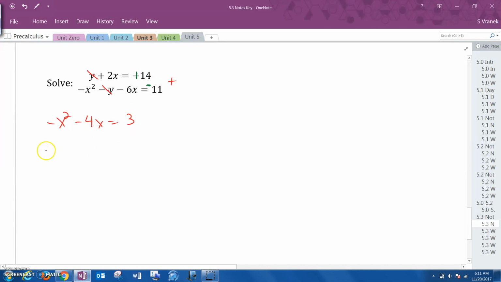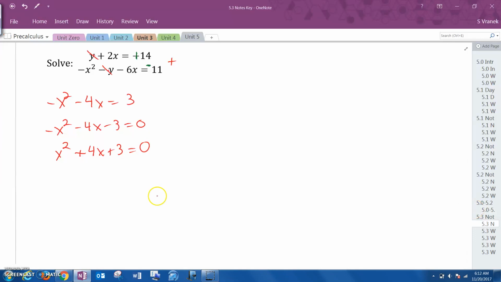I bring the 3 over, and then divide everything by a negative, and then factor. So hopefully you guys realize this is x plus 1, x plus 3, which means I get x equals negative 1 and x equals negative 3.